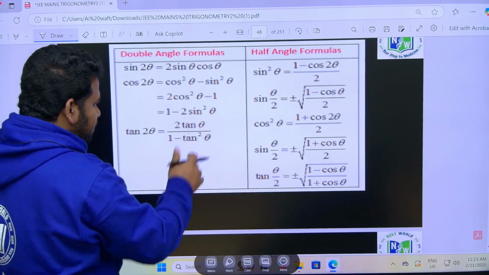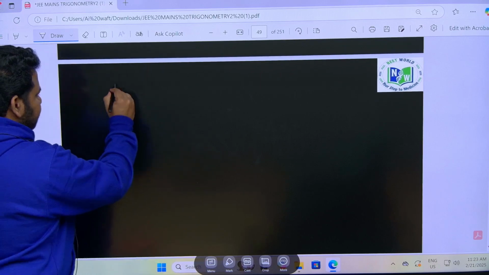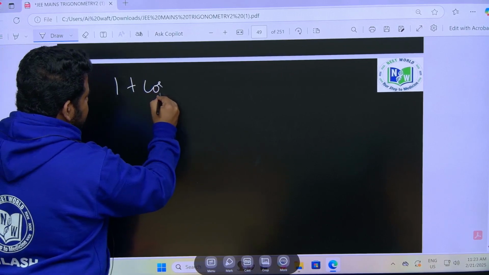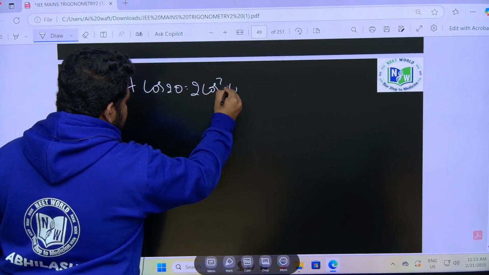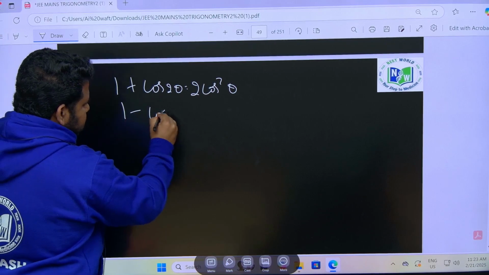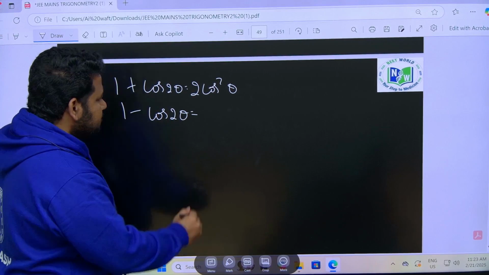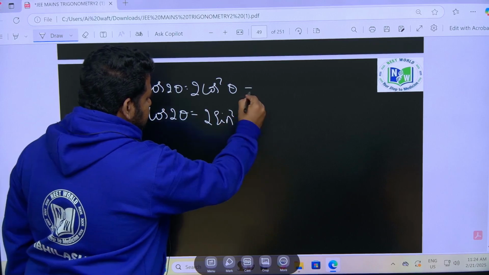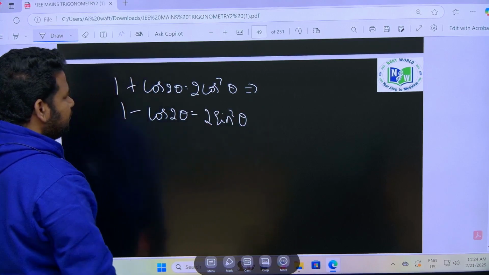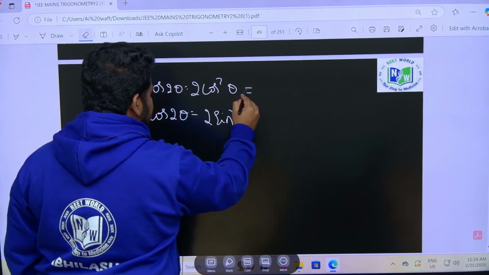Okay, this is the half angle formula. If I just tell this, you will not understand. Let me write it and explain. Half angle formula. We know that 1 plus cos 2 theta is equal to 2 cos square theta. Similarly, 1 minus cos 2 theta is 2 sin square theta. Okay, this I can write in terms of the half angle formula as, let us write it like this.